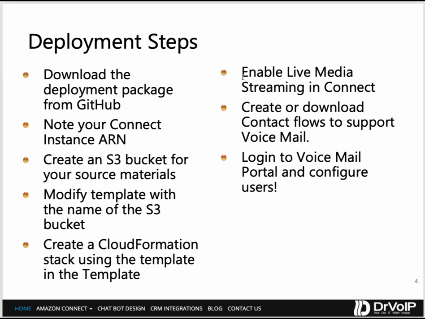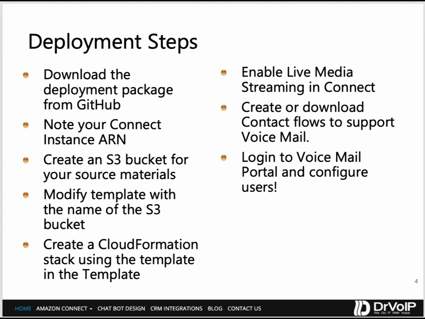In your Amazon Connect instance, you're going to need to enable live media streaming. And you're going to either want to create contact flows, or in the GitHub, there are a couple of sample contact flows. Actually, you download them from the voicemail portal, which I will show you. All of this will become hopefully clear when you see an actual configuration. And then you're going to log into the voicemail portal and go ahead and configure everything.